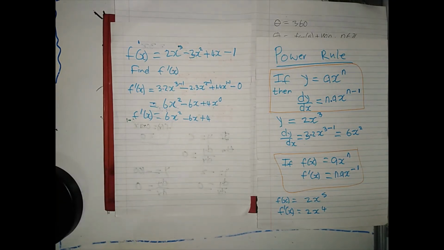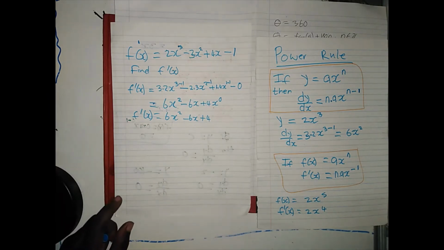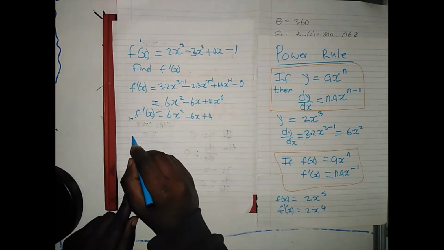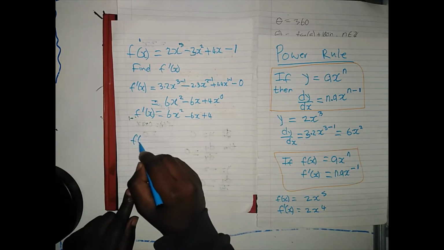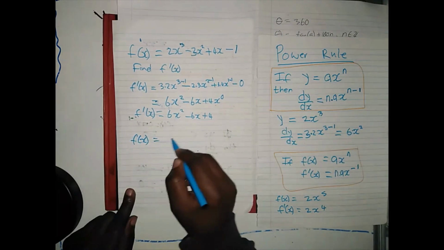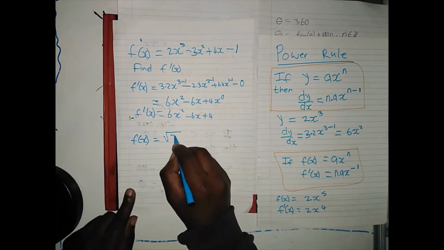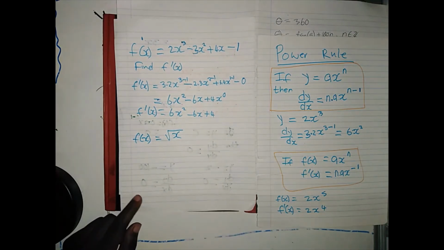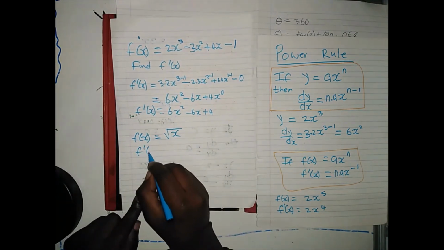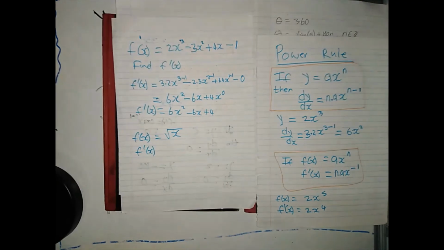Let us just take something else which is not necessarily so nice. Let's say you've got f of x equal to root x, and then they say find f prime of x. Okay, what is going to happen here? What are we going to do?